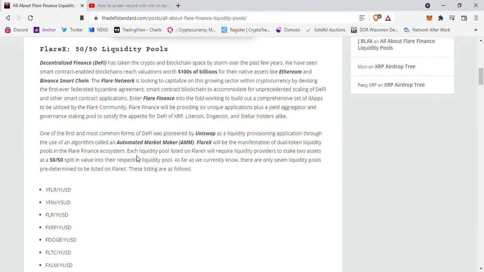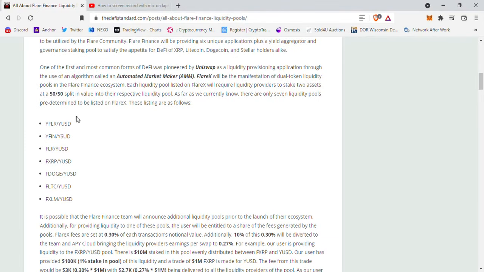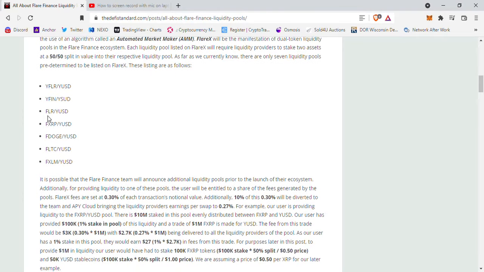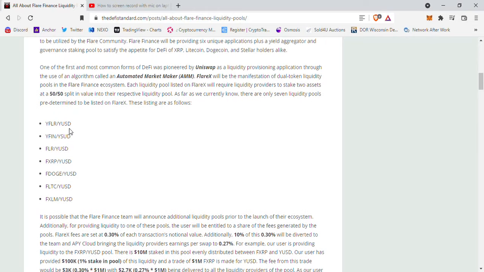So initially, it looks like they're going to have 7 different 50/50 liquidity pools. So you're going to have YFLR, YUSD, YFIN, FLR, FXRP, FDoge, FLitecoin, and FXLM. And these will all be paired to YUSD. So it's kind of nice. I personally like liquidity pools that are paired with a stablecoin, so this will be nice to have it paired with Flare Finance's stablecoin, YUSD.